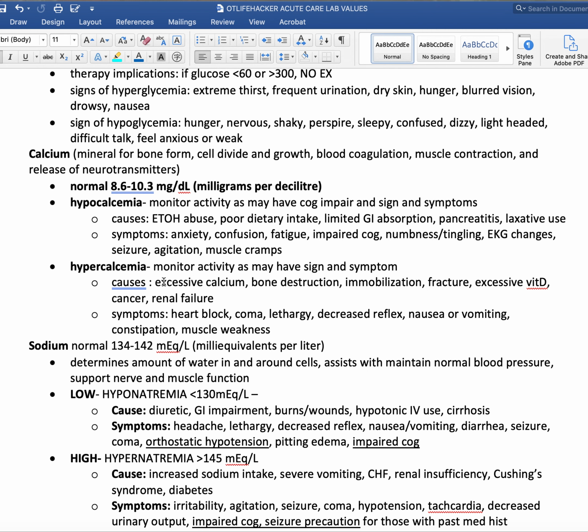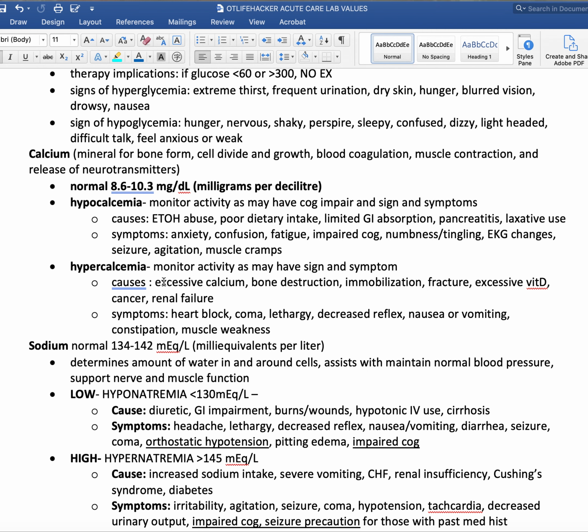Hypercalcemia, which is above the normal, you'll want to, again, monitor the activity as there may be signs and symptoms. Some causes that you should know about can be bone destruction, fractures, immobilization, excessive calcium, excessive vitamin D, cancer, renal failure.